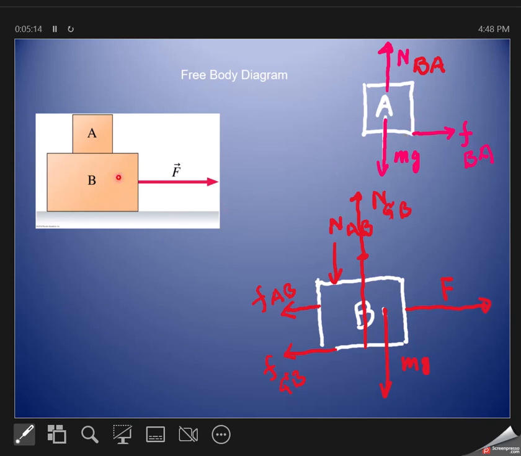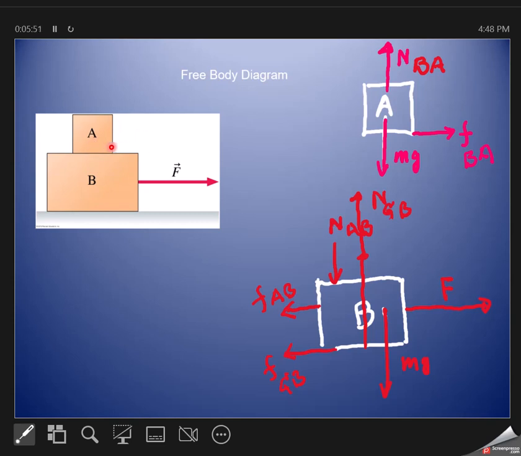Our example here is one block, and on top of it there's another block. Here is a force applied to the bottom one, and the whole thing is set on the floor. I think you have seen this type of arrangement very often, like a kid sitting on a car or some slide, or carrying a box on top of it. This is a model for those kinds of systems.